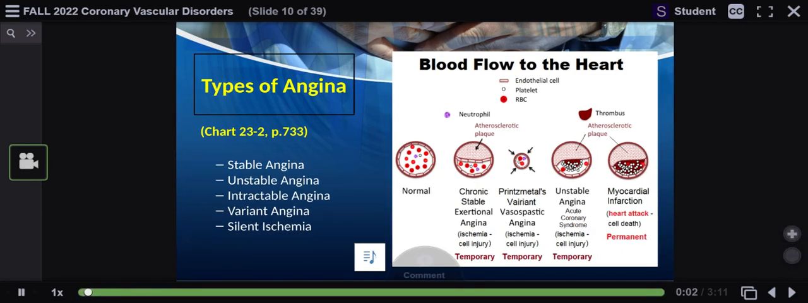Now, these are the different types of angina, and you can see the way it shows in the picture. The types of angina are seen on page 757, chart 27-2. It shows the different types. Like I said, let's start with stable angina.